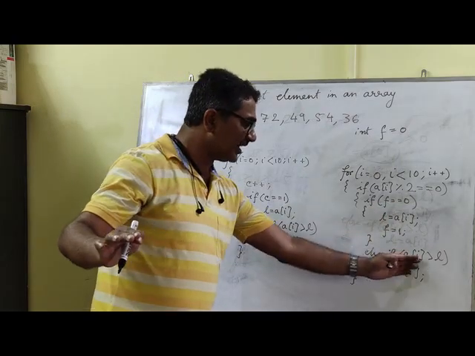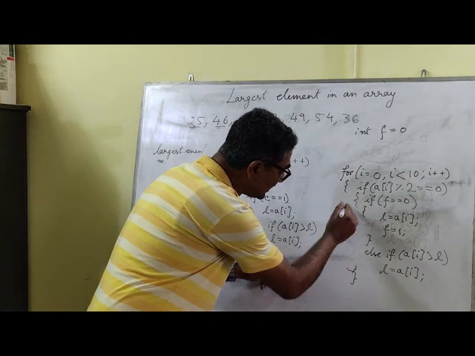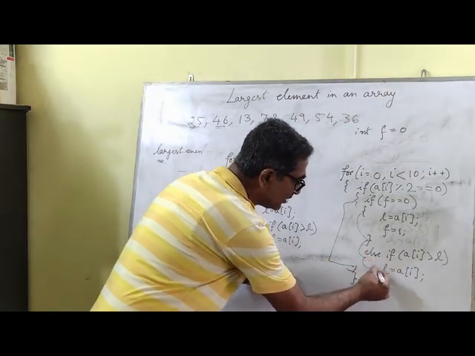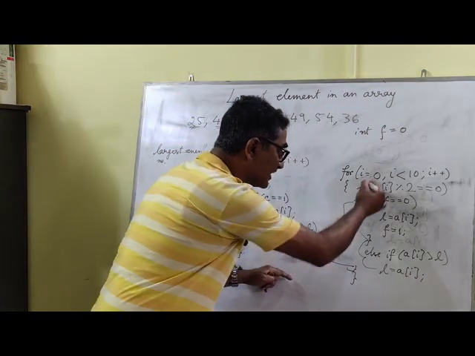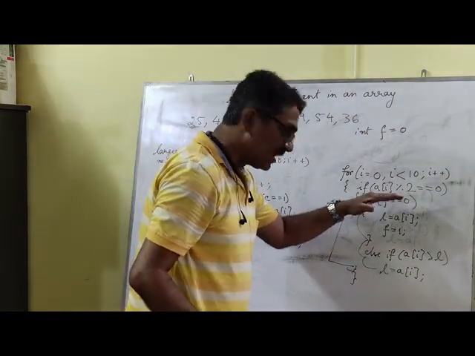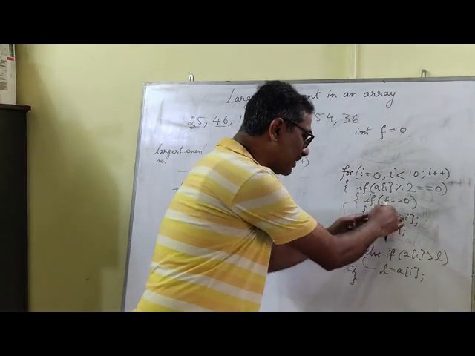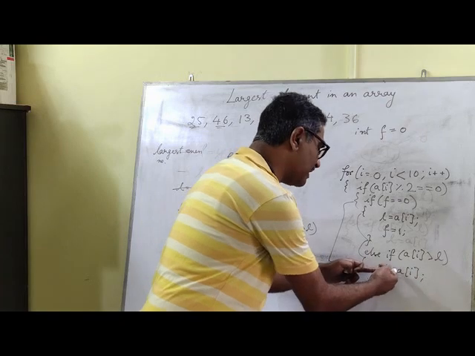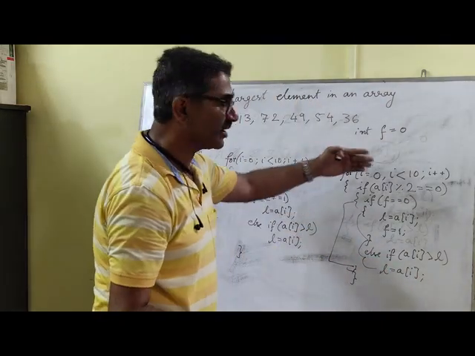And for subsequent even numbers, this entire process of finding the largest is inside this if block, that is the even if block. So we are going to store the first even number inside L, and for subsequent even numbers, if it is greater than L, then I am going to assign it to L. So this is what we are going to do.